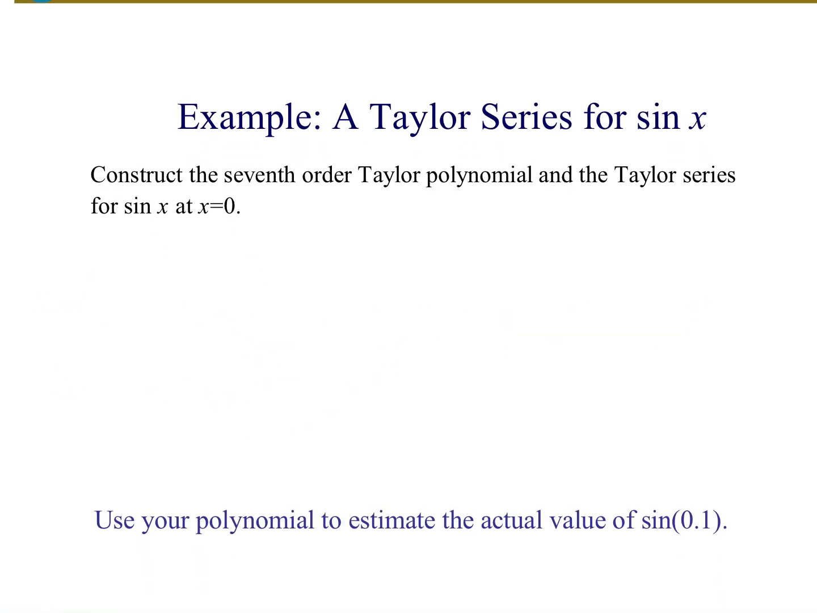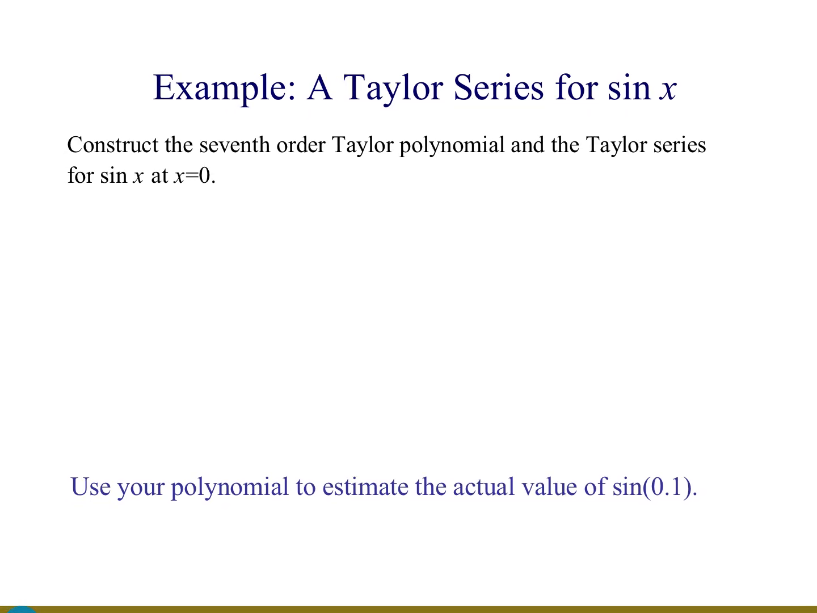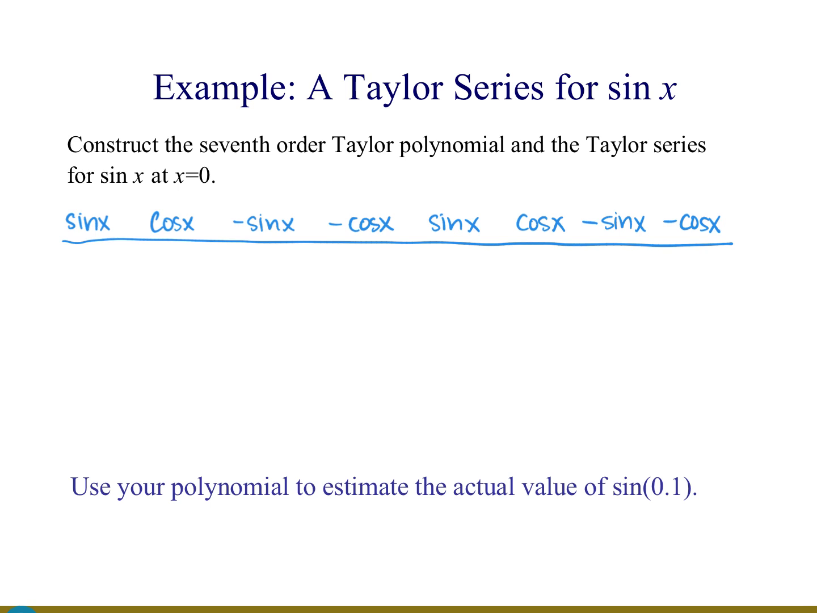Okay, 7th order polynomial for sine centered at 0. And we're going to do a little calculation at the end with our calculators to see how close this actually is. All right, so I need 7 orders. So that starts me with sine x, cos x, negative sine x, negative cos x, and then we repeat. All right, so those are first order all the way through all my needed derivatives.